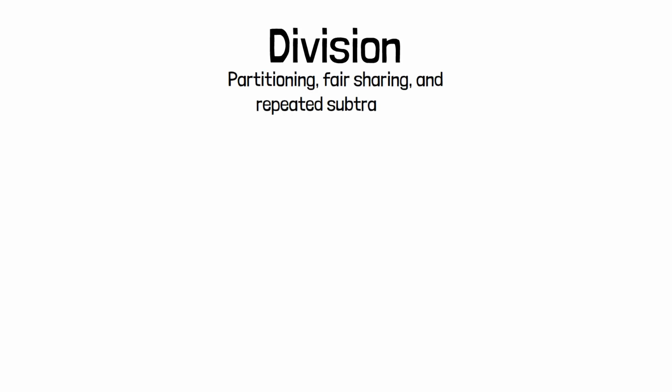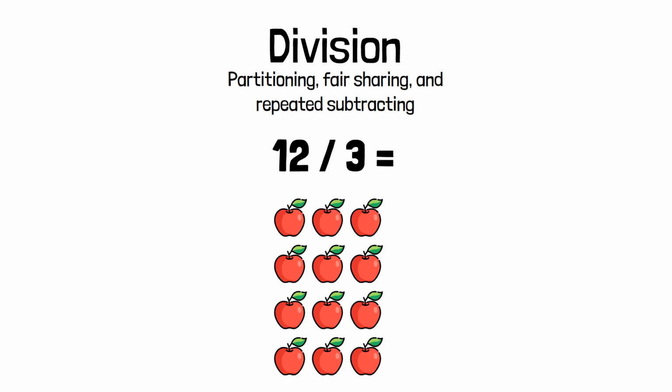Division can be easier for students if they are familiar with concepts like partitioning, fair sharing, and repeated subtracting. Understanding these concepts helps students visualize and conceptualize division, making it more accessible. For example, partitioning a set of objects into equal groups, or using repeated subtraction to find how many times one number fits into another, are both effective strategies for teaching division.